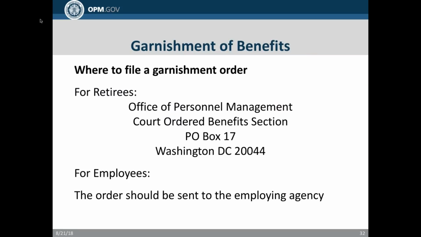Where to file a garnishment order? Here's a resource. You can file it here at the Office of Personnel Management. The address is P.O. Box 17, Washington, D.C. 20044. For employees, of course, they should be sent directly to the employee's agency. We have no authority over that until the employee actually retires.